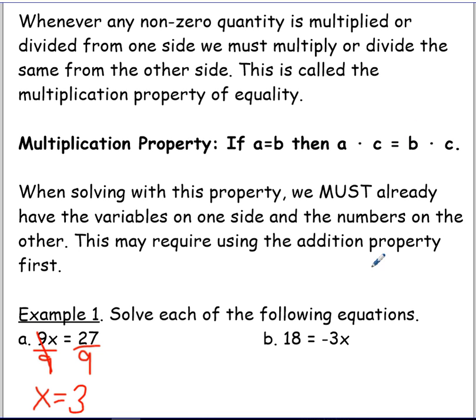For example B, they have the x on the right-hand side, so we're going to look over there to see what's being done to it. We have negative 3x, which means negative 3 times x. So to get rid of the multiplication of negative 3, we'll divide by negative 3, which means, again, across the equal sign, we have to divide by negative 3 as well over there. 18 divided by negative 3 is negative 6. And then negative 3 divided by negative 3 is 1. So we're left with 1x, or just x.